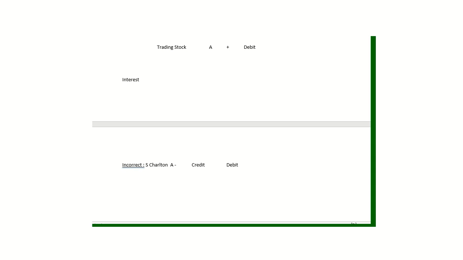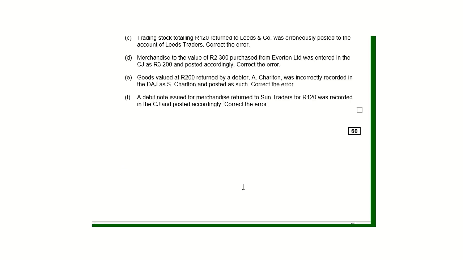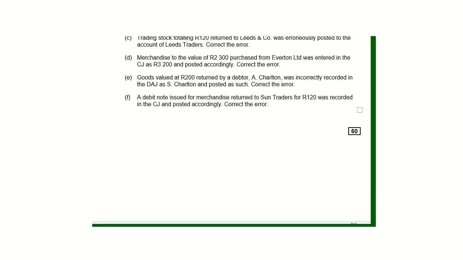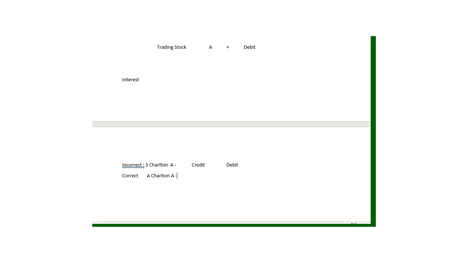Good. Who should it be? So the correct one should be A Charlton. So the correct person is A Charlton. He's also a debtor, so also an asset, and we must make his account less because he actually returned the goods. If he returns goods, he will owe us less. So we need to credit his account, make it less.